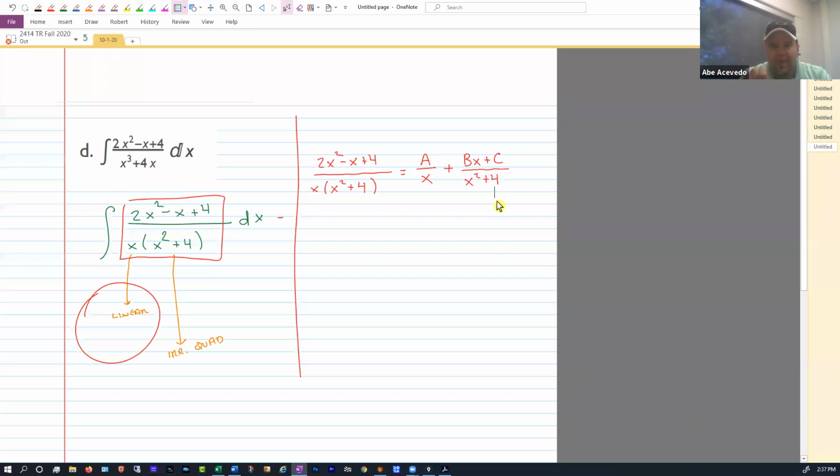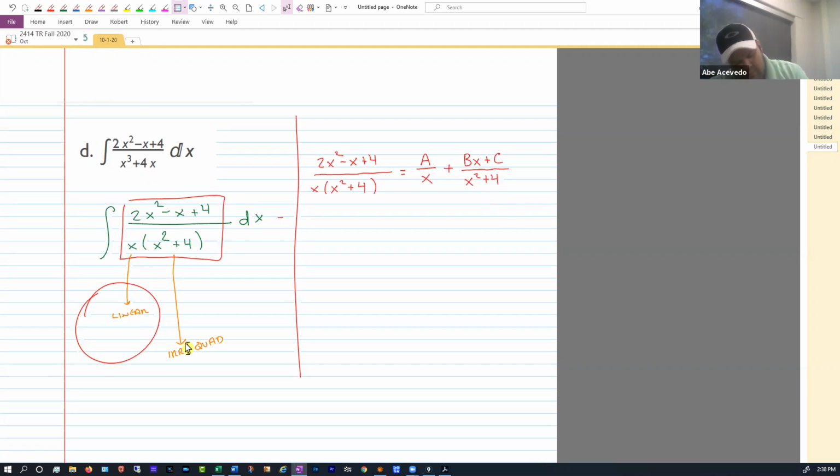And the reason why we added the other constant was because of the 4? No, it's because it's an irreducible quadratic. So every time you have a linear factor, you put just a letter on top, right? Yes. Every time you have an irreducible quadratic, you put a linear expression on top of it.